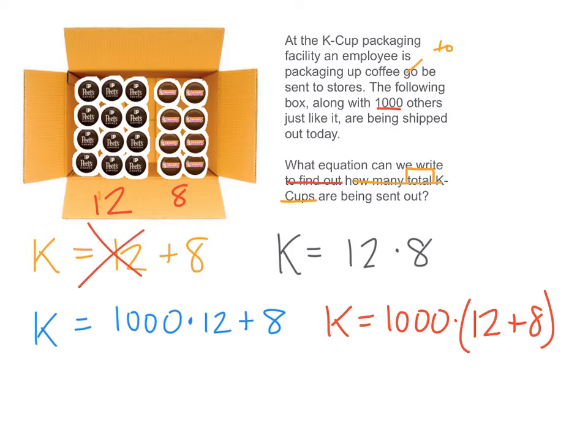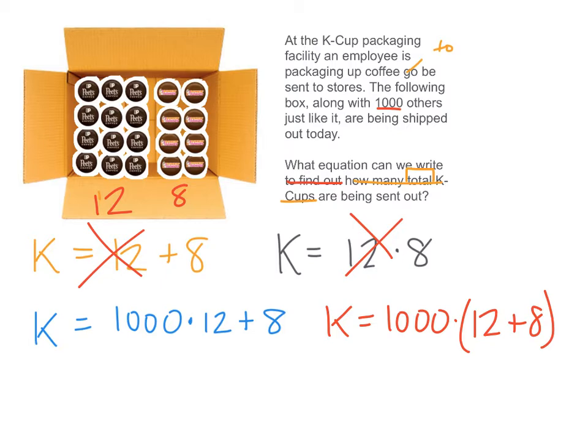All right, what about K equals 12 times 8? Well, it seems to me this box has 12 and 8, right? And so is there anything about 1,000 in there? No, so I think we're going to scrap that one. Okay, what about this one? 12 and 8, 1,000. So let's see. K is equal to 1,000 times 12 plus 8. Wait, 1,000 identical boxes, and there's 12 and 8 in each. So, yeah, 1,000 times 12 plus 8, right?